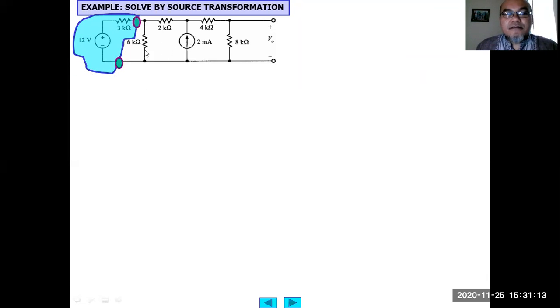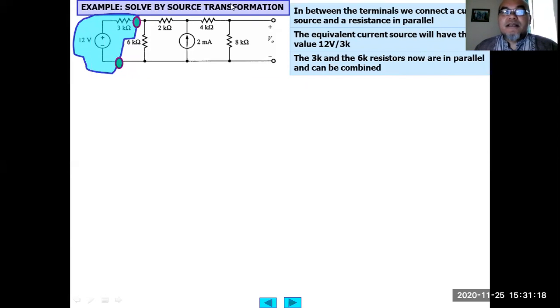So this one basically can be replaced, right? This is an equivalent. We can replace this with an equivalent current source with a parallel resistor. From Thevenin, we change into a Norton equivalent circuit. So in between the terminals we output here, we connect a current source and a resistance in parallel. If we change this into a current source, the value of the current will be 12 volt divided by 3 kilo ohm, which is how many?